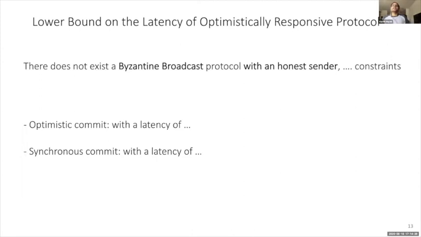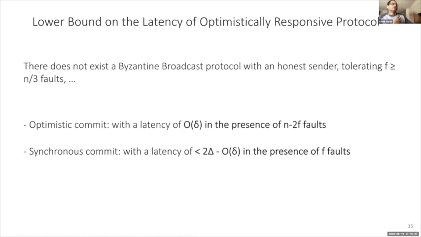So a second constraint that we place on this lower bound is that you should be tolerating at least 1/3 Byzantine faults, because if you do not do that, then I can always use a partially synchronous protocol and asynchronous protocol and achieve responsiveness all the time. So when we think of optimistic responsiveness, we are thinking of only protocols that tolerate more than n/3 Byzantine faults. So these are the two conditions that we have for our optimistic commit and synchronous commit.